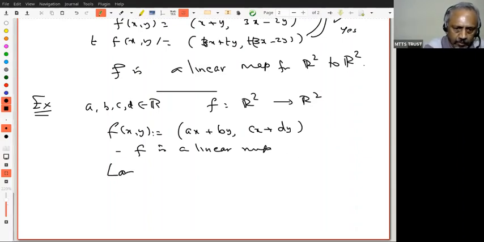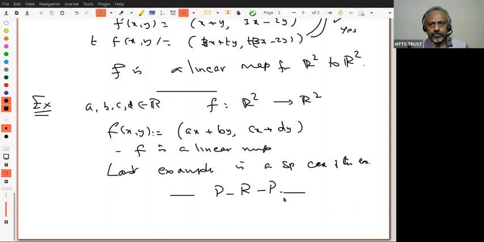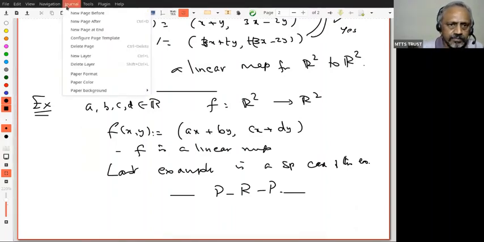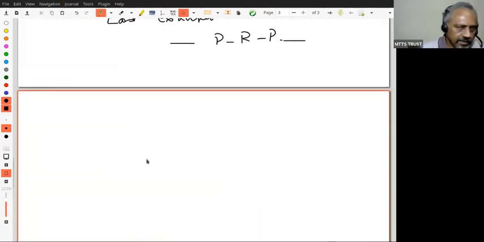So the earlier example is a special case of this exercise. Okay, so pause, review, proceed. Just do this once, you will become more comfortable before you go further.